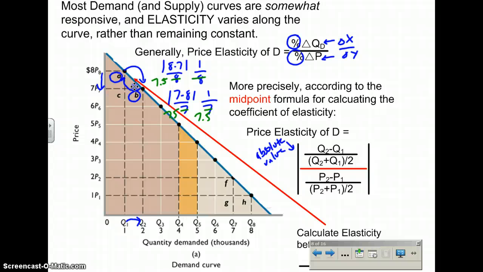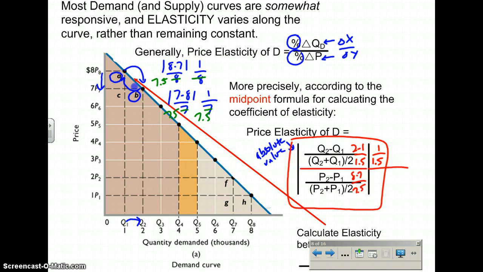So this formula that we see here is really not as complicated as it seems. All we're doing is we're talking about the change in quantity as we move from A to B. We're saying 2 minus 1 divided by the midway point. So 1.5. 2 minus 1 divided by 1.5. Okay, so the numerator here is going to be 1 over 1.5. Right, and the change in price is from 8 to 7. Okay, so 8 minus 7 divided by the midpoint, which is 7.5. So our denominator here is 1 over 7.5.